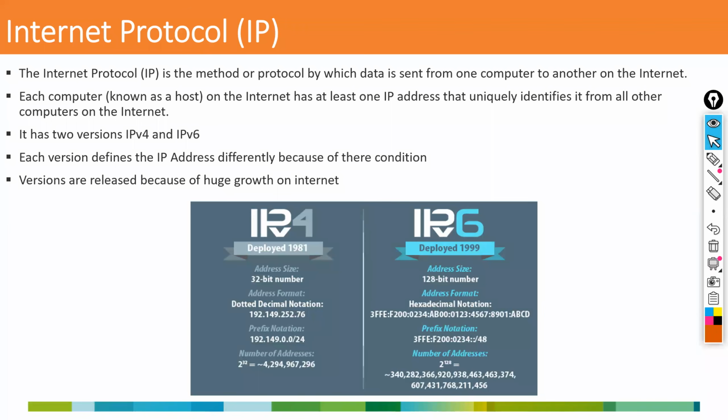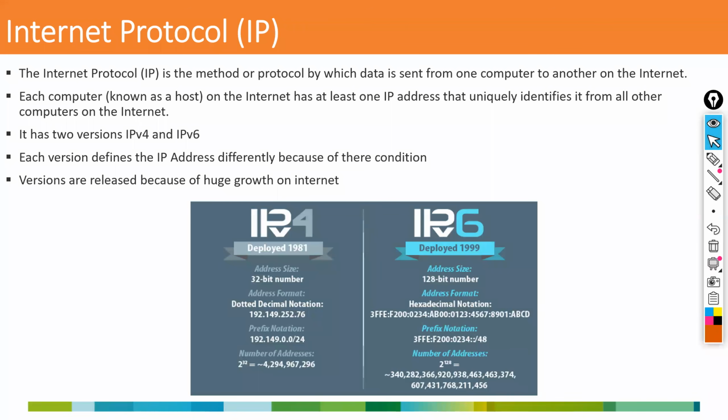Versions are released because of the huge growth of the internet. Why are they coming with versions here? Because in IPv4, the maximum it can provide is 4.3 billion IP addresses. But now globally we have more than 4.3 billion users, because earlier the internet was used by only a few people and a few organizations. Now, anywhere you go, we have the internet.